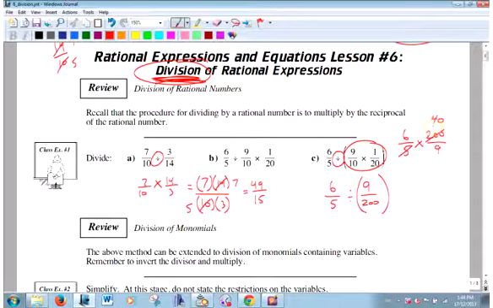Okay? 6 and 9, can I reduce those? 3 goes in there twice, 3 goes in there 3 times. Anything else I can do? Not really. 3 goes into 40? No. 3 goes into 2? Doesn't make any sense. 2 times 40 is 80. 3 times 1, if you like, is 3. Okay, so that's 80 thirds.